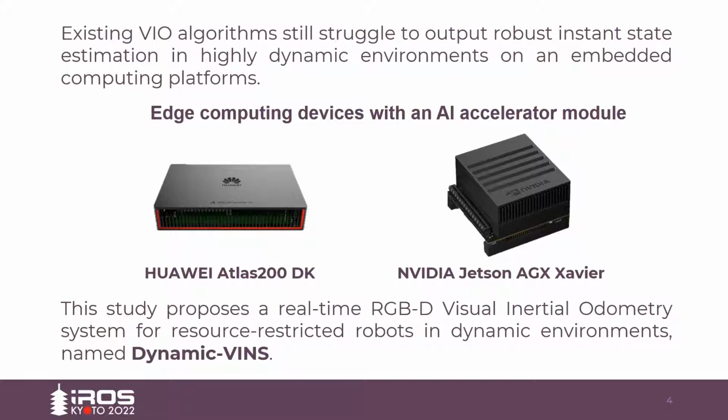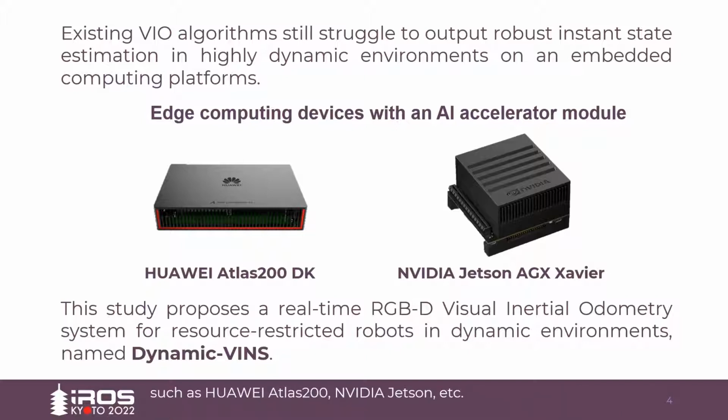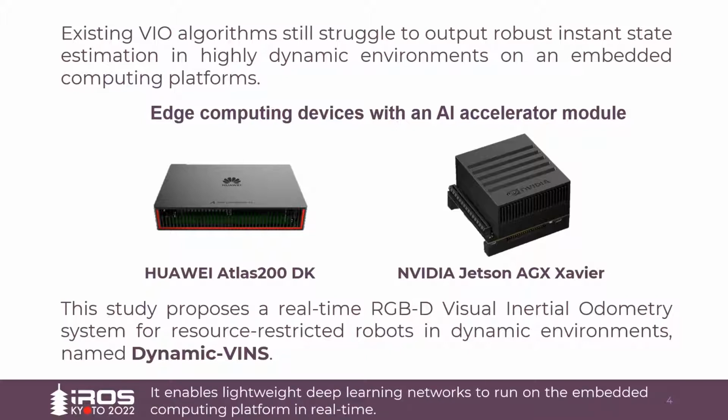Existing algorithms still struggle to output robust instant state estimation in highly dynamic environments on embedded computing platforms. At the same time, increasingly many embedded computing platforms are equipped with AI computing units, such as Huawei Atlas 200 and NVIDIA Jetson, etc. This enables deep learning networks to run on the embedded computing platform in real time.